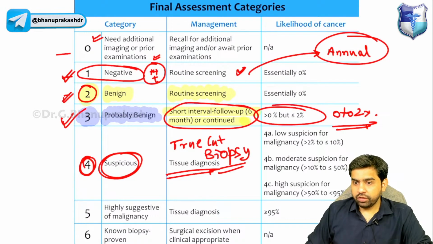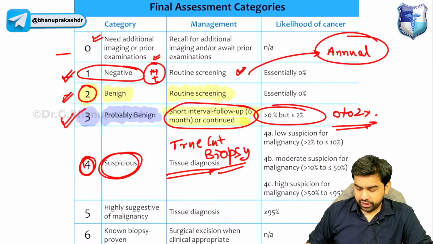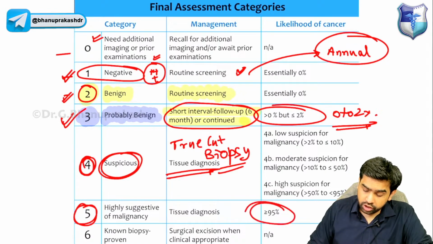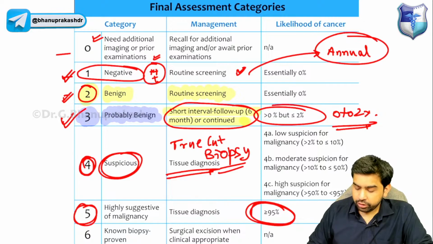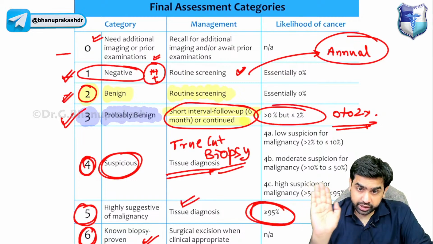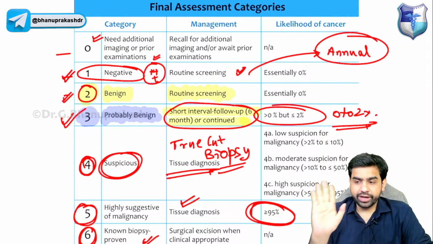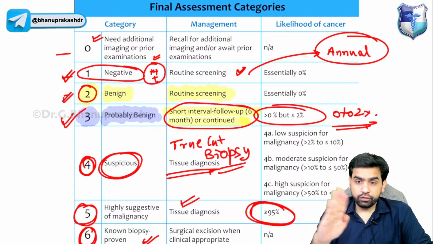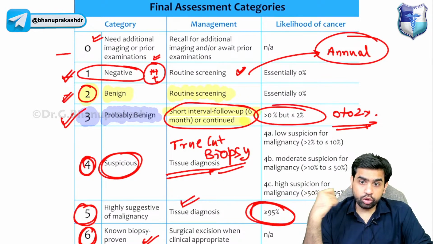Then what you have is a BI-RADS 5. In the BI-RADS 5, it is highly suspicious of malignancy. So here the risk is more than 95%. So definitely you're going to perform a tissue diagnosis over here. And the BI-RADS 6 is basically biopsy proven. So if somebody is coming to you with a report, like a true cut biopsy has already been performed and the patient has the report of a malignancy, then that is the BI-RADS 6. Okay, now this is something which you need to remember.